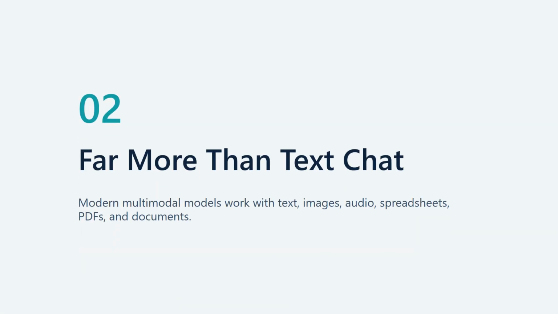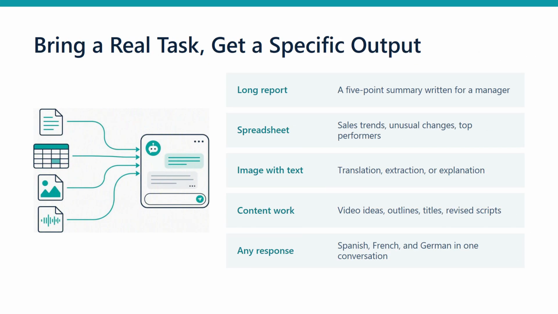Next, you'll learn why ChatGPT supports far more than simple text conversations. Modern multimodal models work with text, images, audio, spreadsheets, PDFs, and other documents. This flexibility makes ChatGPT useful across work, productivity, research, and content creation. Beginners often type one broad question, receive a weak response, and assume the tool has limited value. The issue usually comes from using only a small part of its feature set.